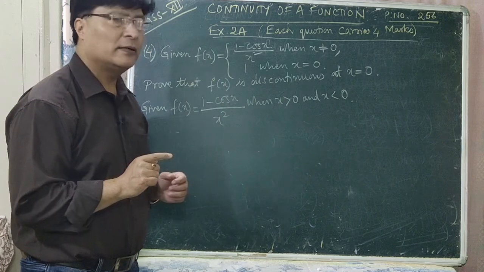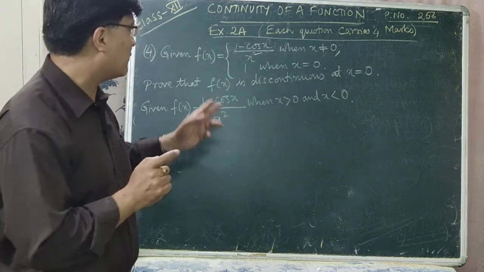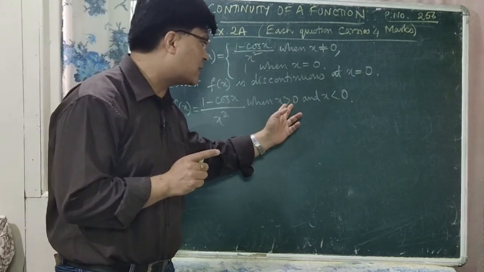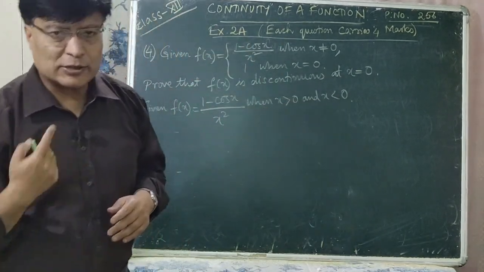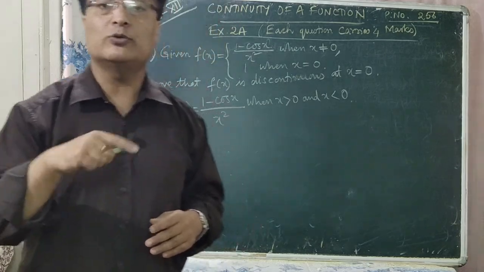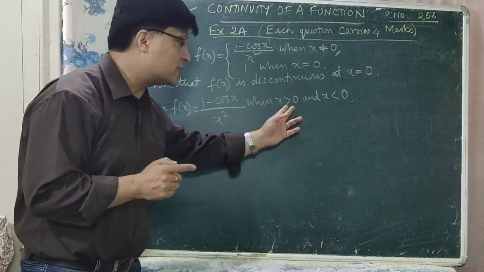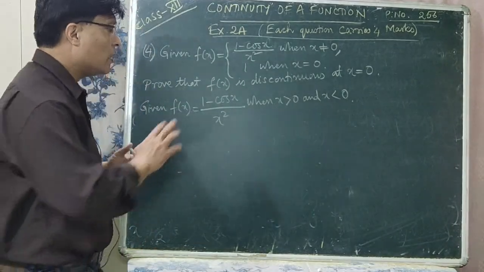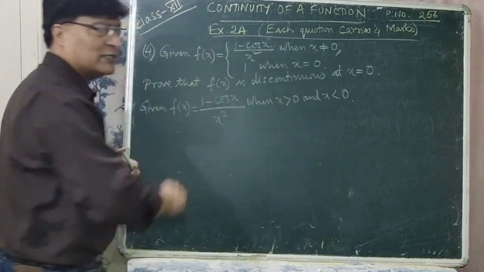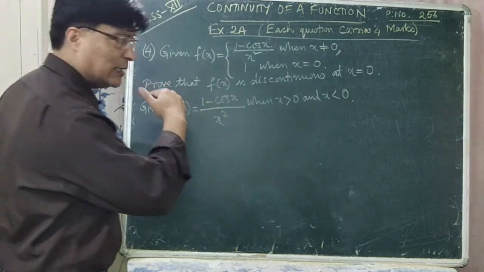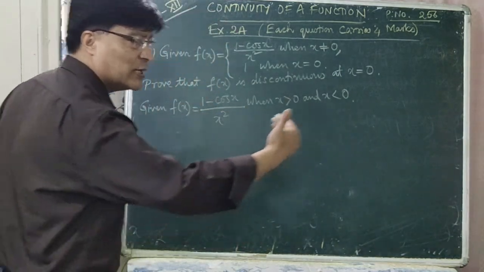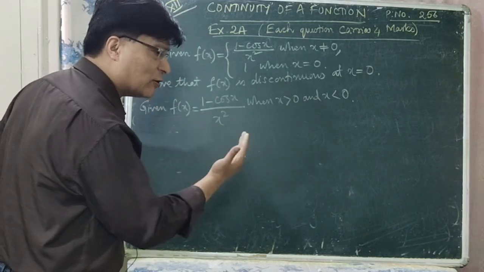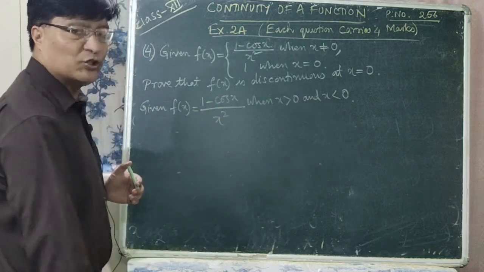You have to check the continuity or discontinuity of the function f of x at x is equal to 0. Also it is given that x is greater than 0 and x is less than 0. x not equal to 0 means either x is greater than 0 or x is less than 0. Okay? For the right hand limit we use x greater than 0, on the right side. x tending to 0 plus means x is approaching towards 0 from the right hand side, and on the right hand side all the values of x are greater than 0.